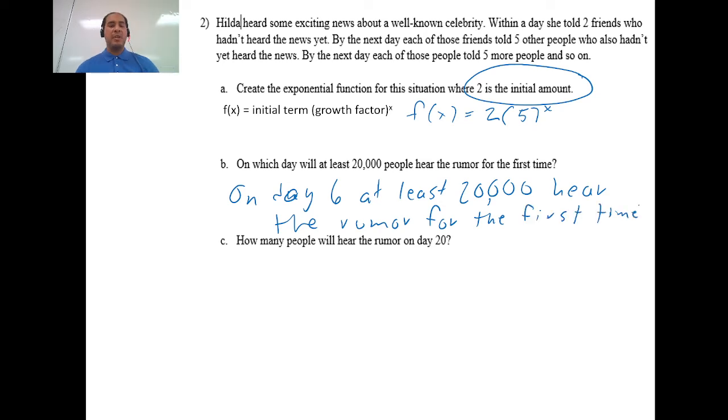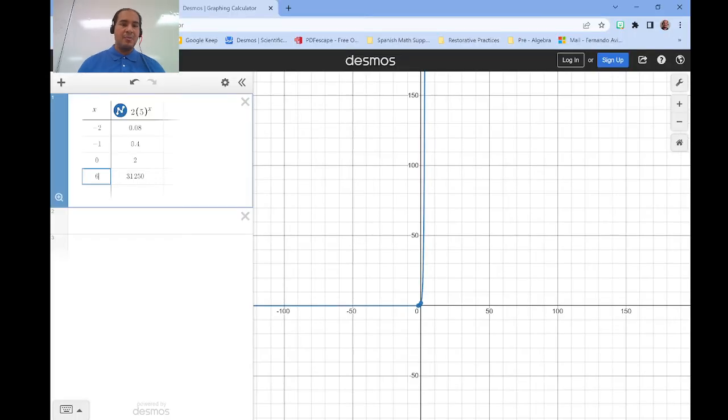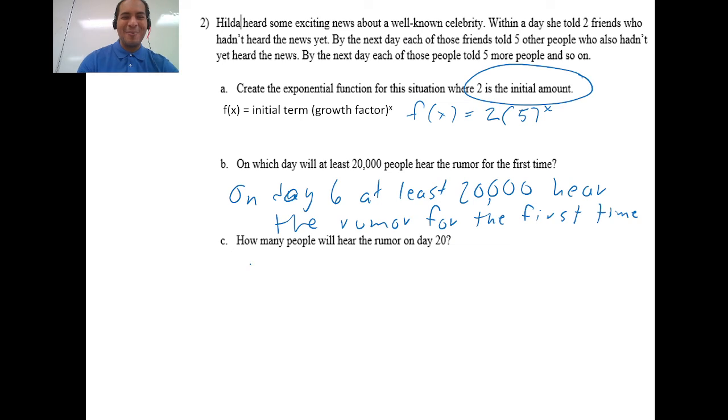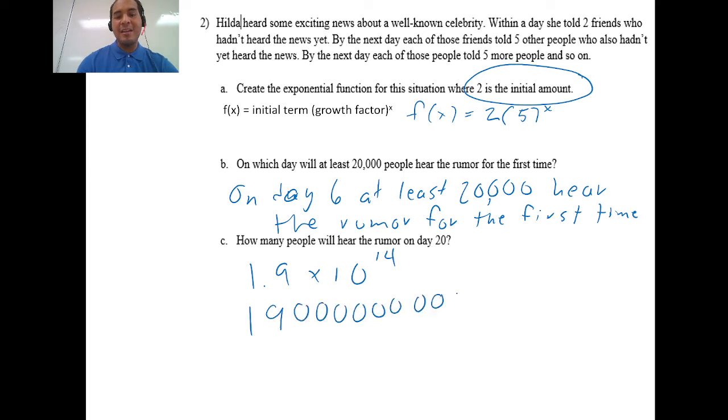Okay, how many people will hear the rumor on day 20? Well, we'll go over here to day 20, type that in, and it gives this giant number, 1.9 times 10 to the power of 14. So that's a huge number, 1.9 times 10 to the power of 14. That means 1.9 with 1, 2, 3, 4, 5, 6, 7, 8, 9, 10, 11, 12, 13, 14. I can't even read that number. That number is so giant that I can't read it. I don't know, trillions, billions, I'm not sure.